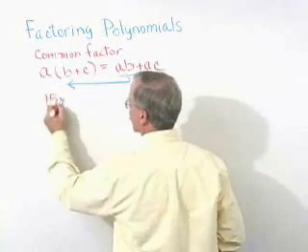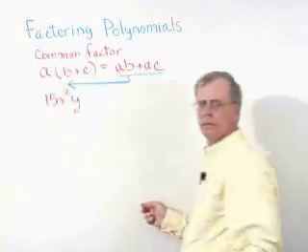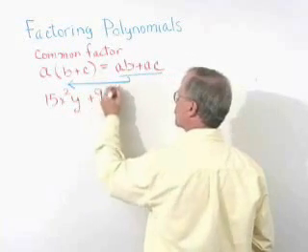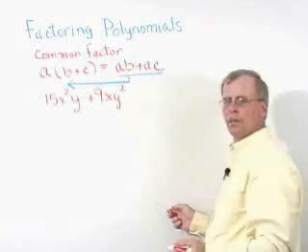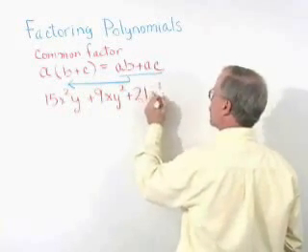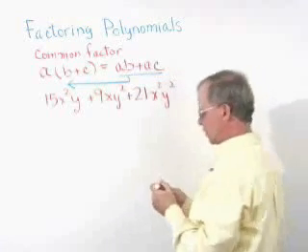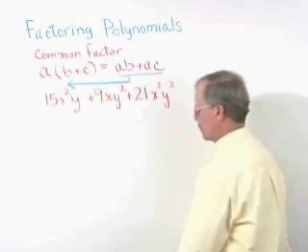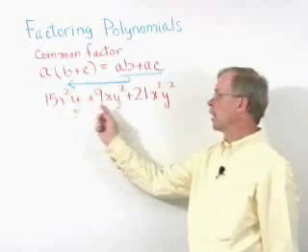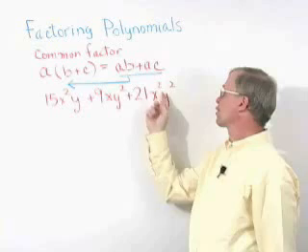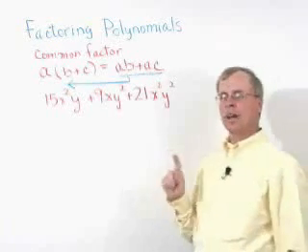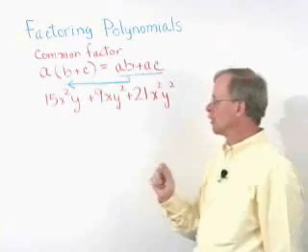15x squared y plus 9xy squared plus 21x squared y squared. Now let's take a note first that these are not like terms. I have x squared y, xy squared, and x squared y squared. So they cannot be combined. But we can factor out a common factor. So let's see.